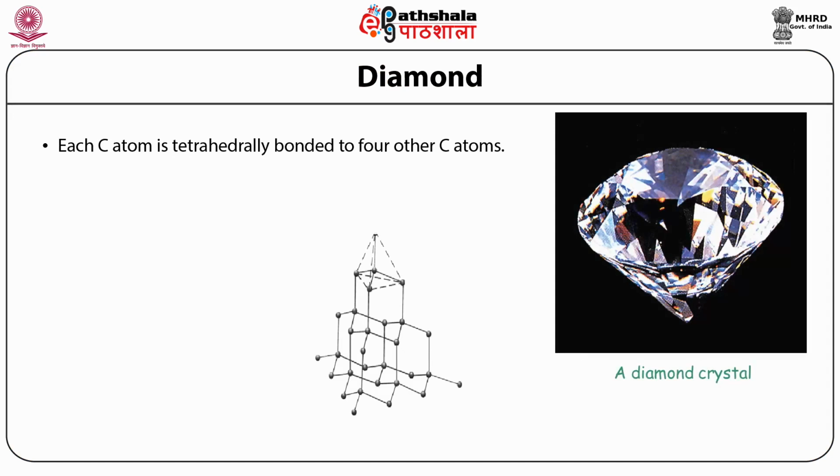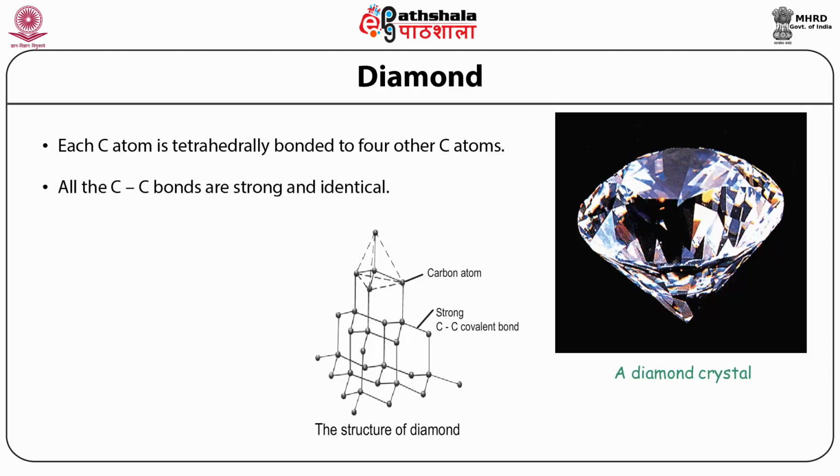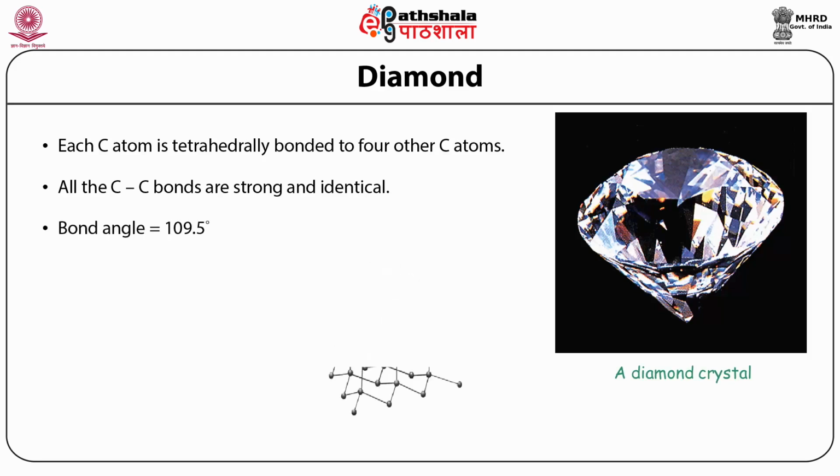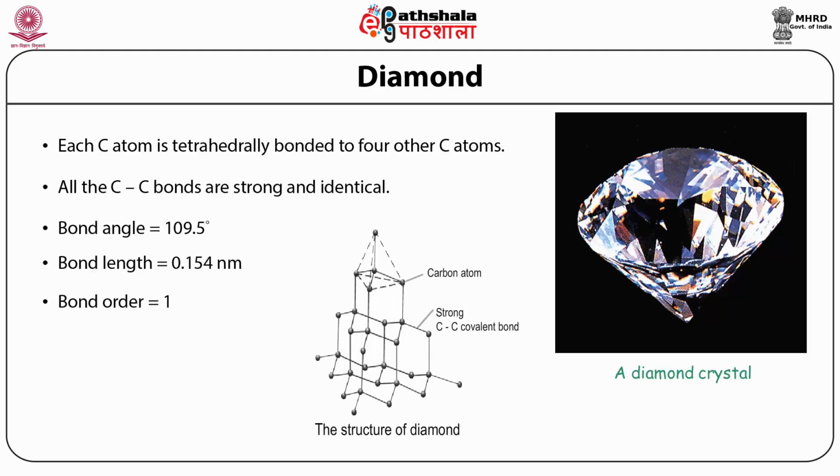Now students, let us discuss about diamond. Diamond crystal, the figure is shown over here. It is the hardest known natural mineral and has tetrahedrally coordinated carbon atoms which are bonded with each other with sp3 hybridization. So from the above figure, you can see the structure of the diamond where we have C-C single bonds which are strong and identical, and the bond angle is 109.5 degrees with a bond length of 0.154 nanometers.